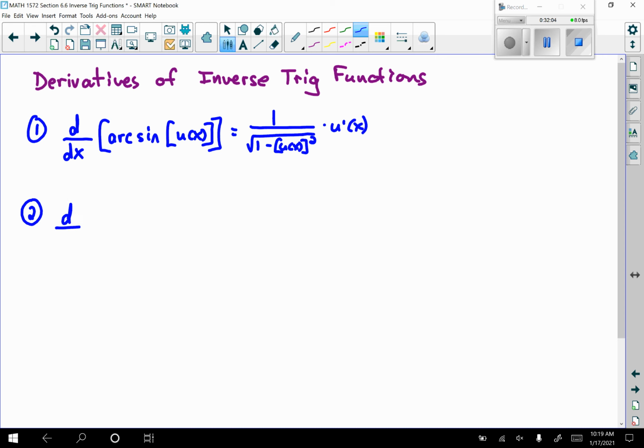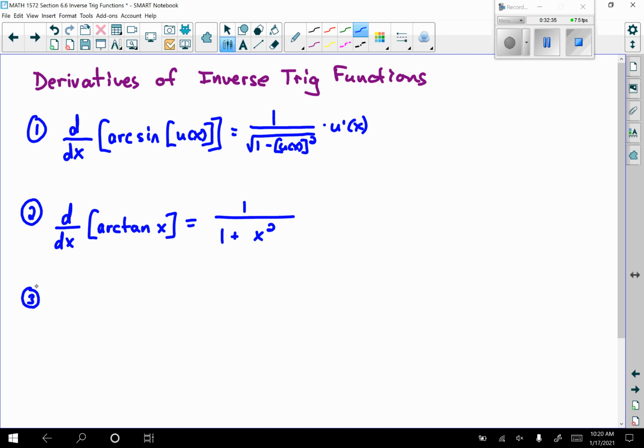Then we'll do the derivative of arc tangent. Actually, this first one, I'll just use the u of x. It'll be a lot easier to remember them with x's. Just know that the chain rule still applies. This actually becomes 1 over, no square root here. It's just 1 plus x squared. Again, times whatever the derivative is of x, that is.